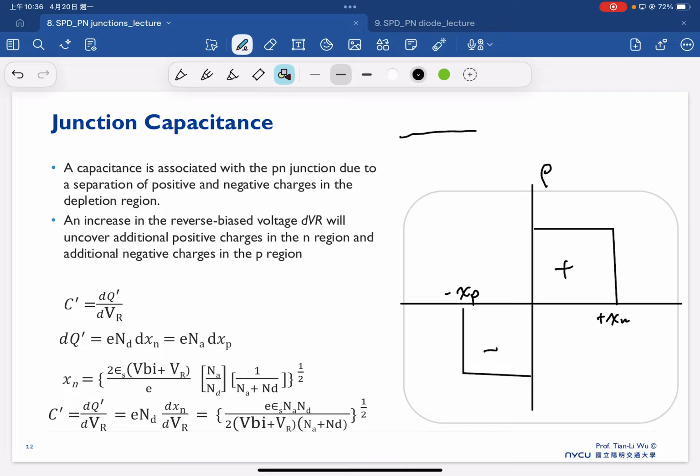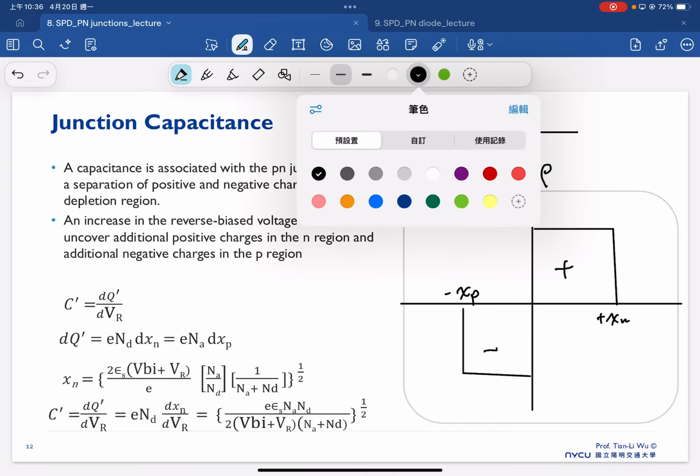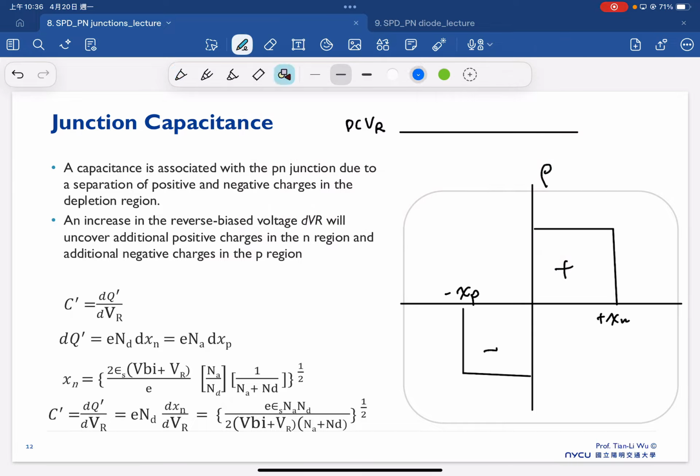So we first apply this DC reverse bias. Because of this DC reverse bias, according to the knowledge we have from the last slide, once we apply reverse bias, we will see the depletion width become wider. That will form this depletion width. This is mainly due to the DC bias.